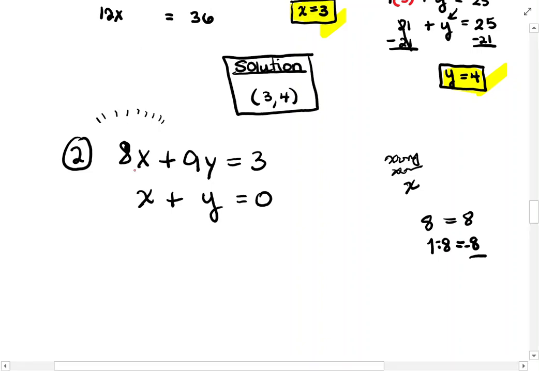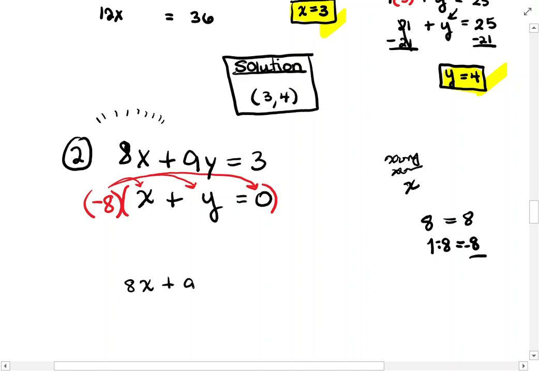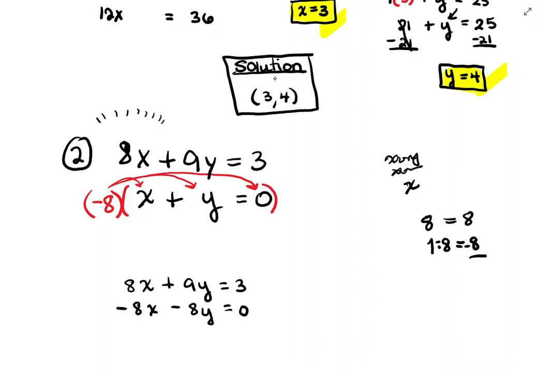Alrighty, so we need to multiply this by negative 8. Okay. All right, this is not shown, but please remember to multiply your negative 8 to all 3 terms, even the one out on the other side. Okay, so the first equation is going to stay the same. 8x plus 9y equals 3. But the second equation, we got to multiply it by negative 8. So that's negative 8x minus 8y equals 0. All right, excellent. We have achieved our goal. They are the same value, but they have opposite signs, which means they are a 0 pair.